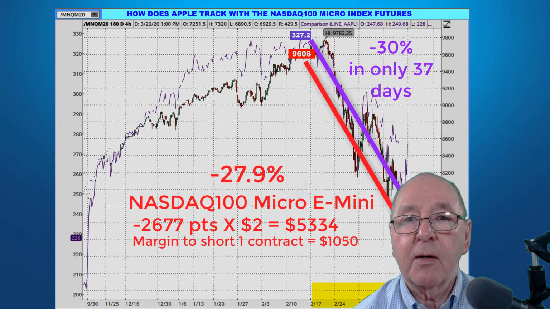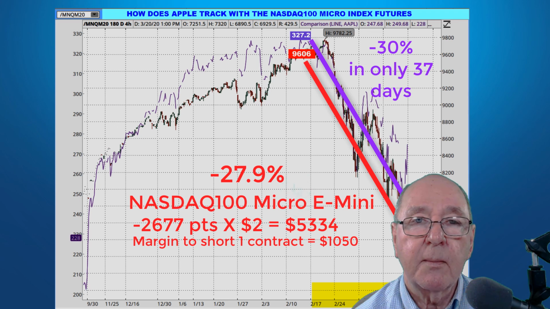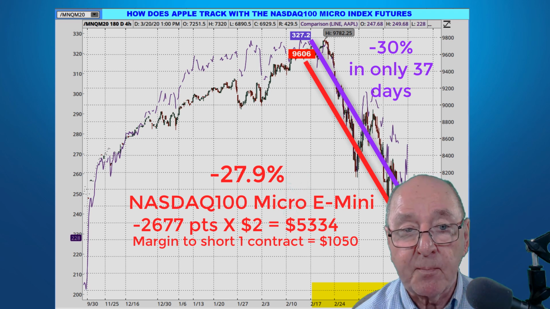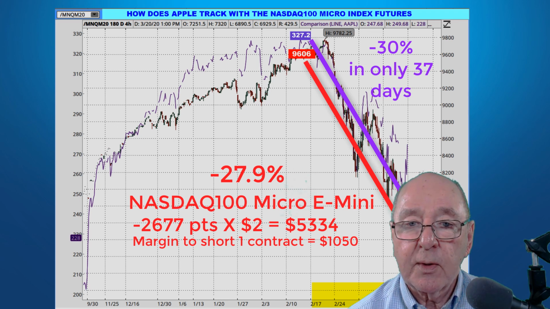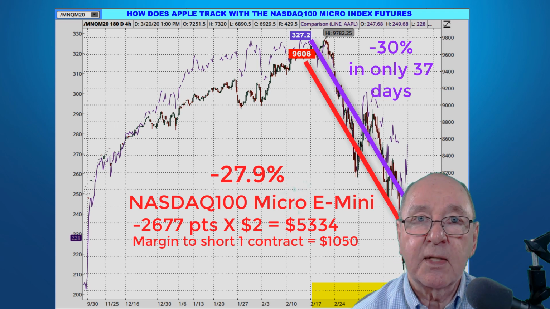It only costs about $1,050 to hold a NASDAQ100 Micro E-Mini overnight, and that varies from time to time, depending on volatility in the market swings. That requirement can go up and down a little bit each way. Now, a margin to short a contract at that time on February 17th was a little less than $1,000.